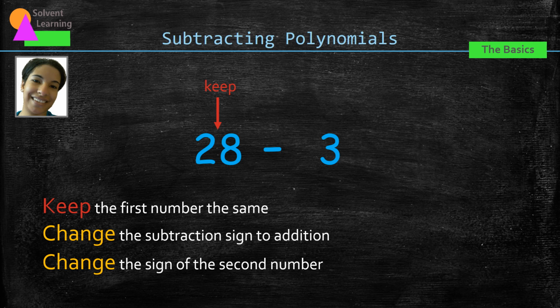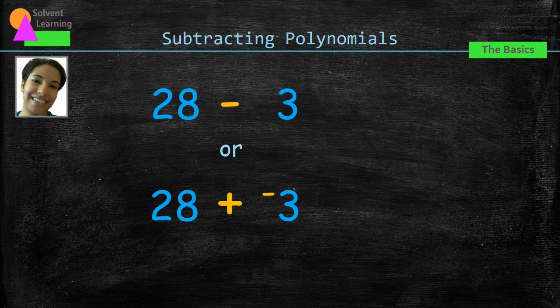We keep the first number the same, so 28 just stays as it is. We change the subtraction sign to an addition sign, and then we change the sign of the second number. So that positive 3 will become a negative 3. So we could have set that problem up as 28 minus 3 or 28 plus negative 3. Either way we solve this problem, we still end up with the same answer of 25.